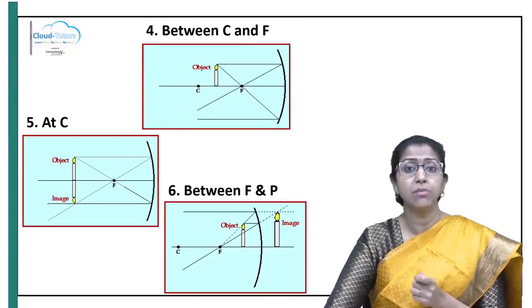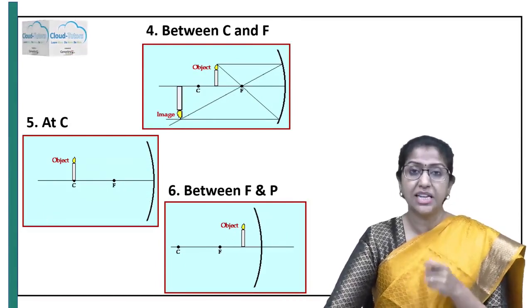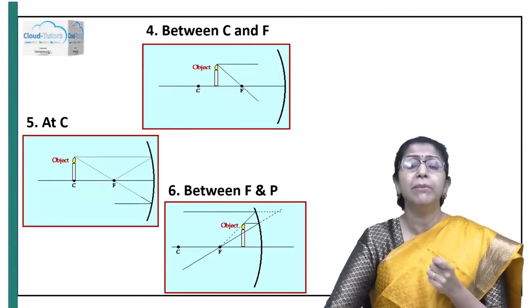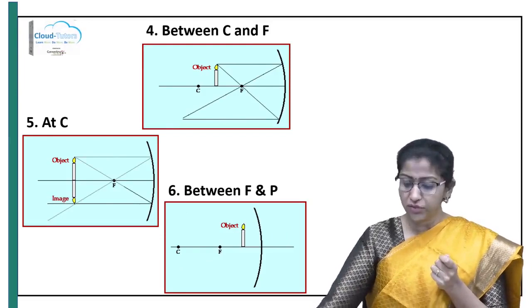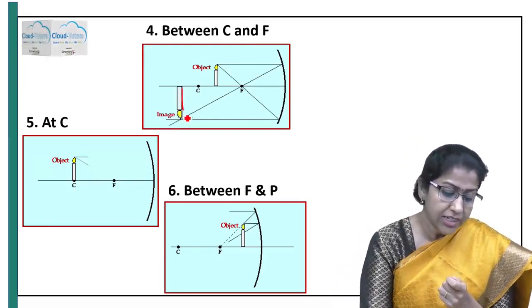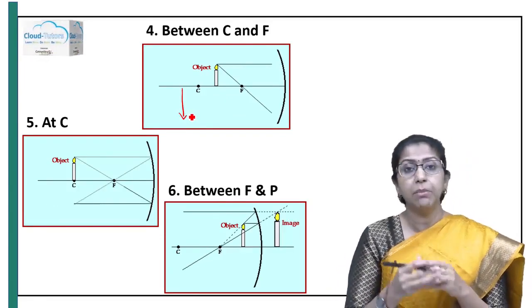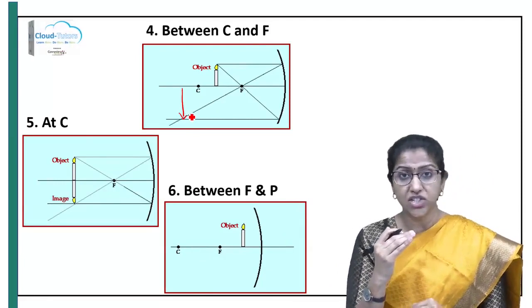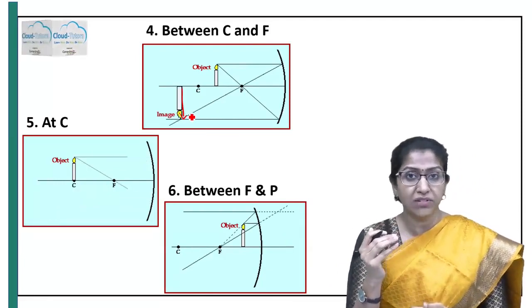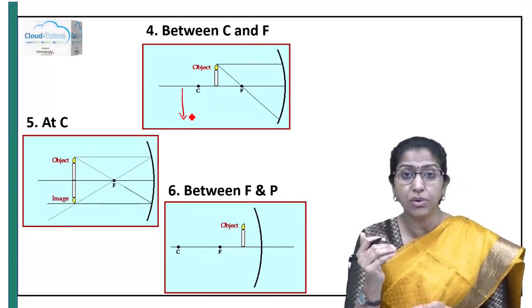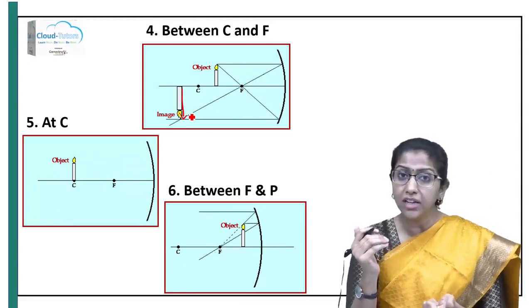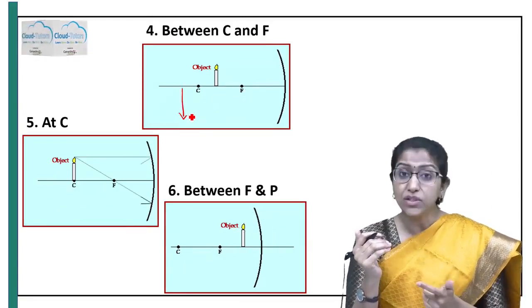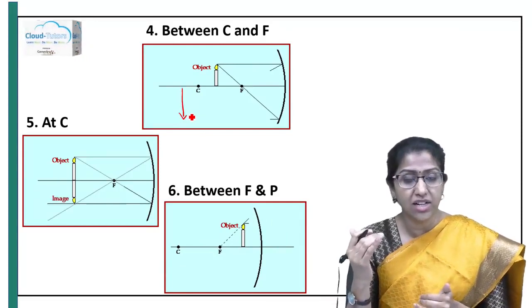Now we are keeping the object between F and C, and the image is formed beyond C. And what kind of image is formed? As you can see here, it is a real, inverted, but quite enlarged in nature, right? Where is the position of the image? Image is formed beyond C. What is the nature of the image? It is real and inverted. What is the size of the image? It is quite enlarged in nature.